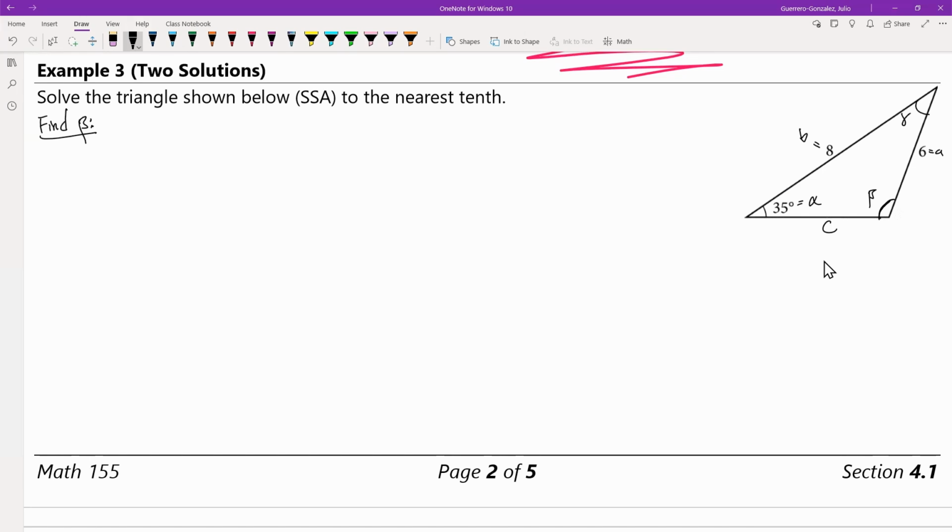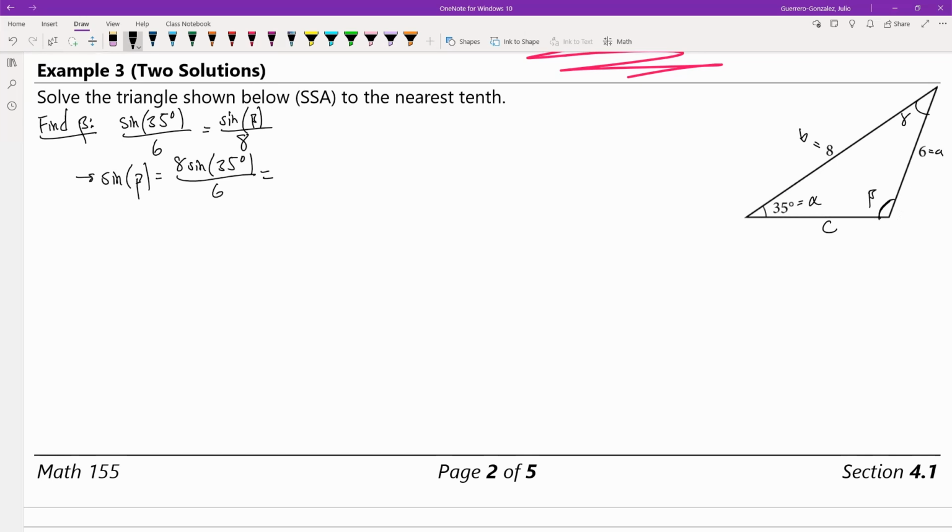Start off how I usually do, right? So sine of 35 degrees all over 6 has got to be equal to sine of beta all over 8. You guys see how it just fits into the equation, right? So now I'm going to solve this out. I'm going to get sine of beta is equal to 8 sine 35 degrees all over 6.